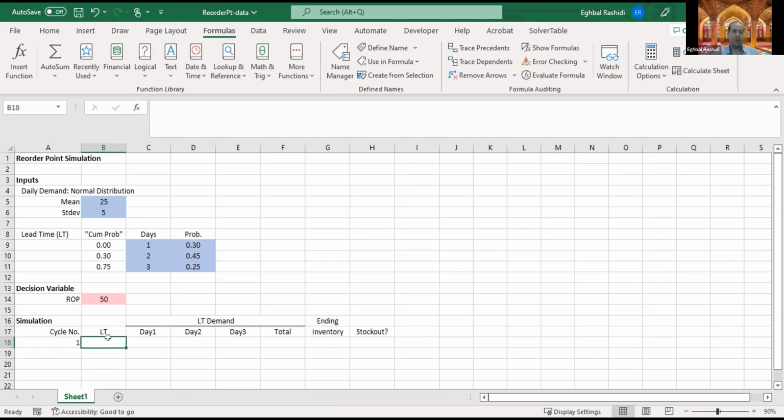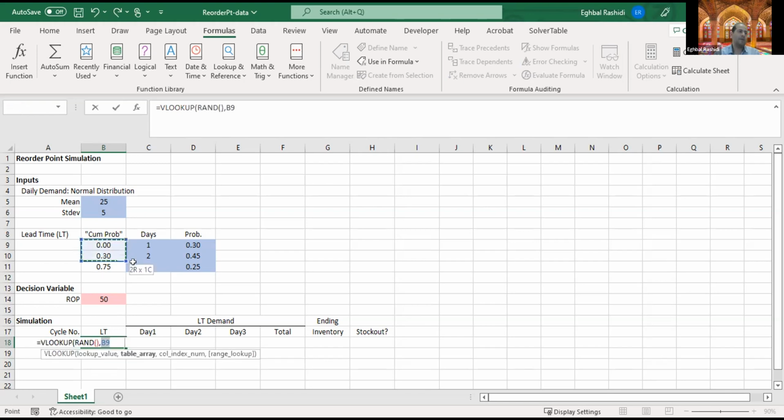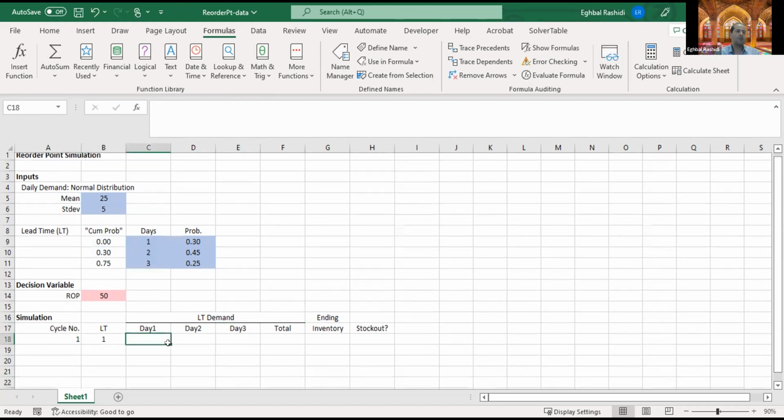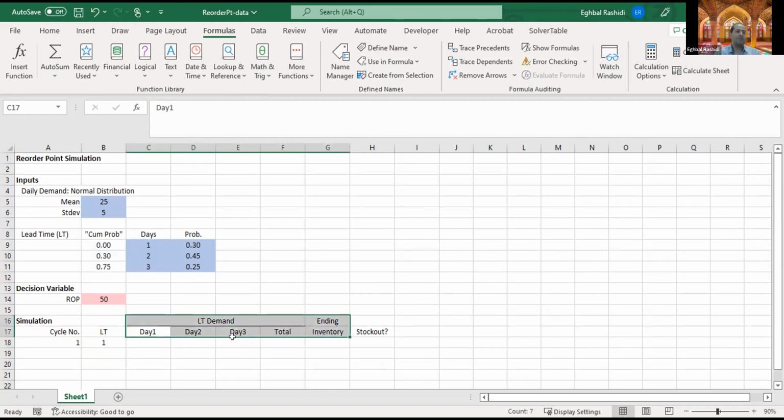The lead time here, I'm going to generate or sample from the lead time distribution. So I'm going to use the VLOOKUP function, and then I'm going to generate the random value using the RAND function. And then I'm going to give it this table, the LT lookup, and I'm going to ask it to give us the random days corresponding to the random probability that it has here. So for example, here is 1. If I refresh it here, you can see that it's going to generate different numbers.